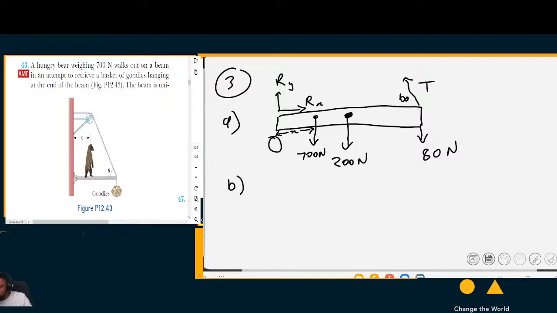Now we calculate. What did I ask first of all to calculate? First they ask us to draw the force diagram, check, and then B, when the bear is at x equal to 1 meter, find the tension in the wire supporting the beam and the components of the force exerted by the wall on the left end of the beam. Okay, so first we need to find the tension in the wire supporting the beam. Let me just go back to the actual question so you guys know where I am.